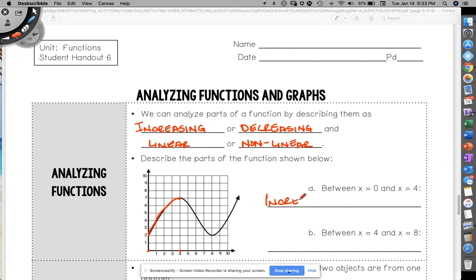And if you remember, linear just means that it forms a straight line. So, did this form an exact straight line or is it starting to curve? Well, if you notice, it's starting to go back down. So it's going to be nonlinear. So we're going to say increasing and nonlinear.